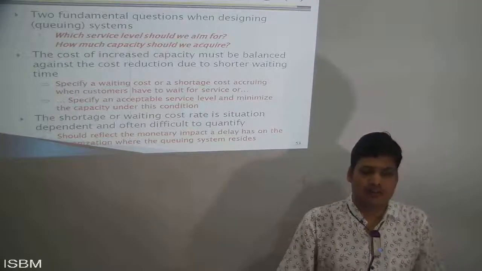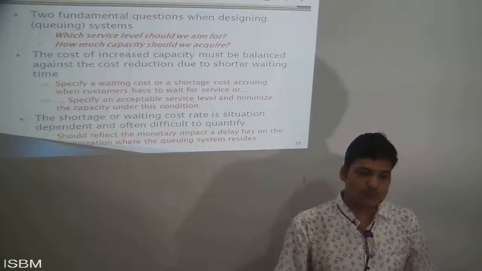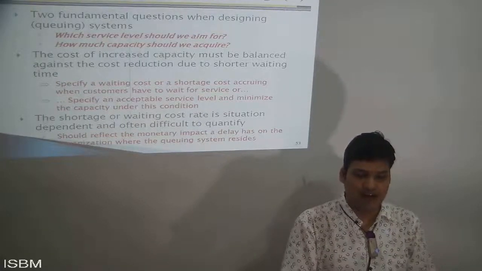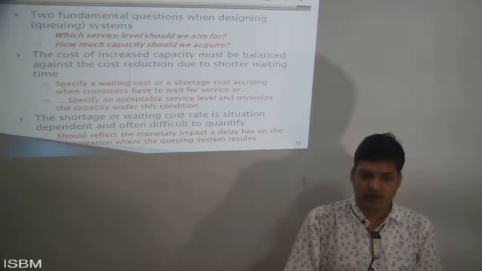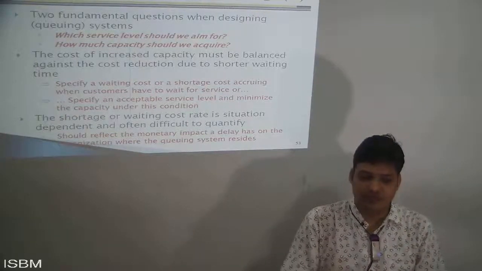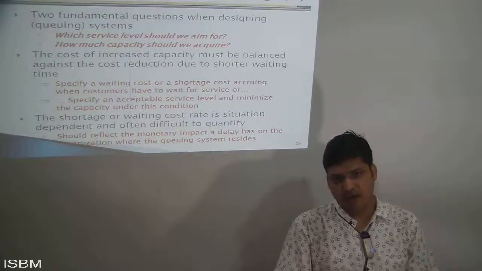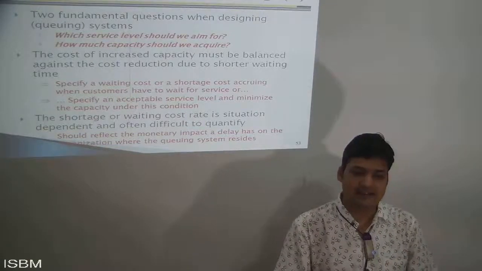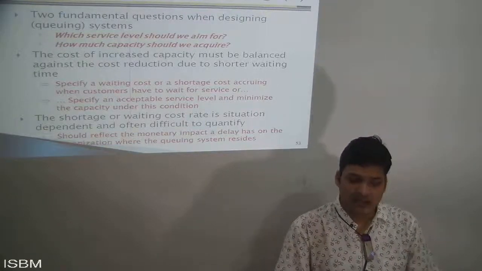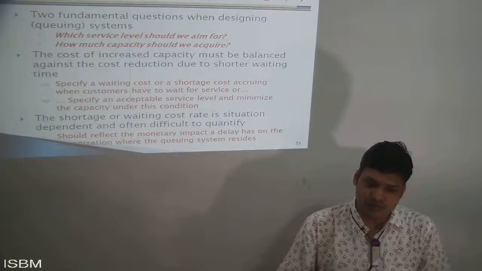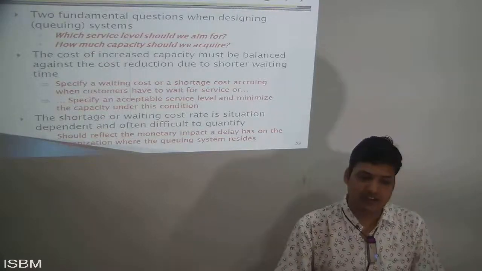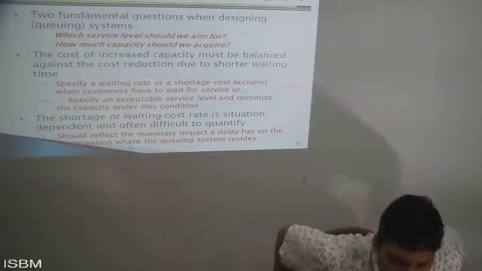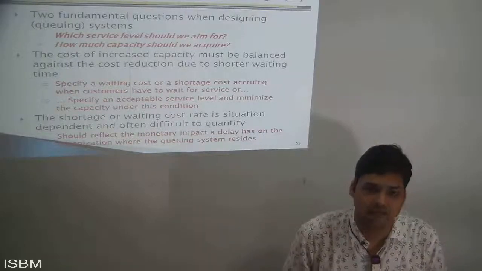The queuing model number 2. There are two fundamental questions when designing a queuing system: which service level should we aim for, and how much capacity should we acquire? These two fundamental questions we have to keep in mind when designing a queuing model. The cost of increased capacity must be balanced against the cost reduction due to shorter waiting time. Specify a waiting cost or shortage cost incurred when the customer has to wait for service, or specify an acceptable service level and minimize the capacity under that condition.